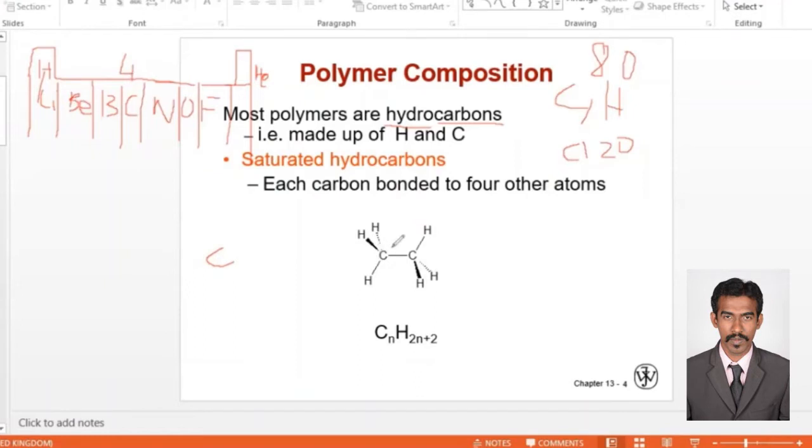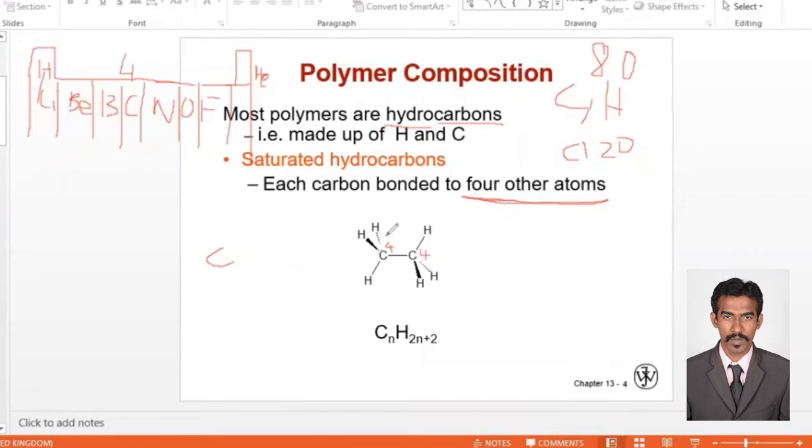Now we will take this carbon. This carbon has 1, 2, 3, and 4 bonds. I told you carbon can form a maximum of only 4 bonds. So a saturated hydrocarbon means each carbon is bonded to 4 other atoms.